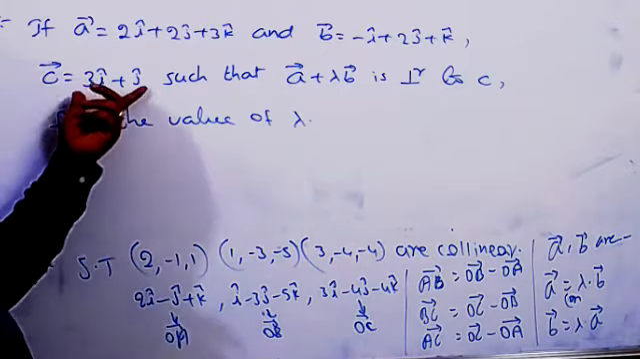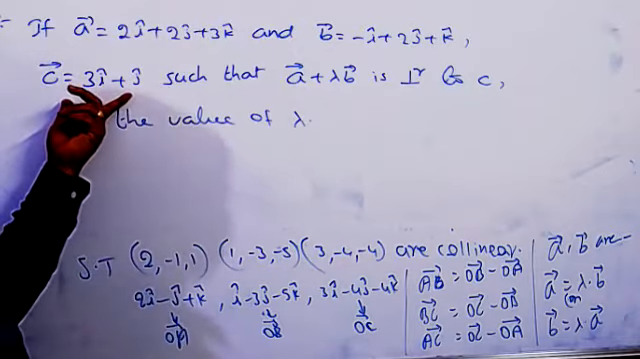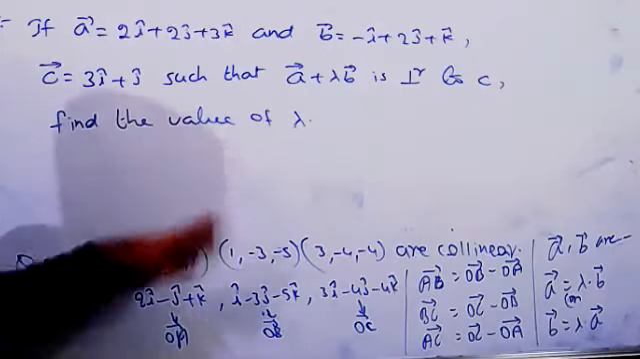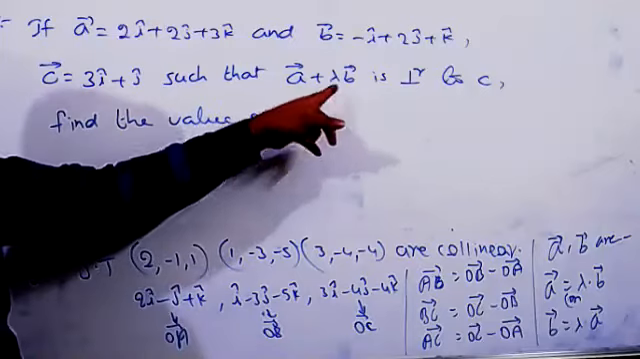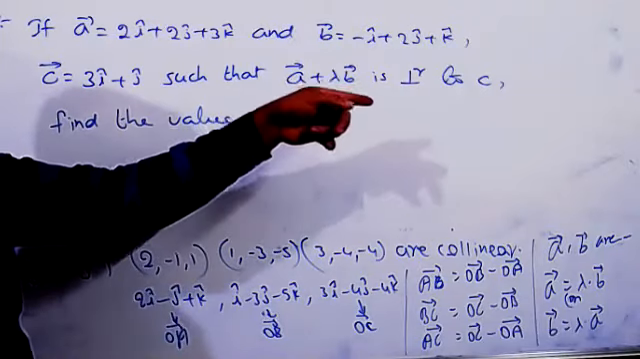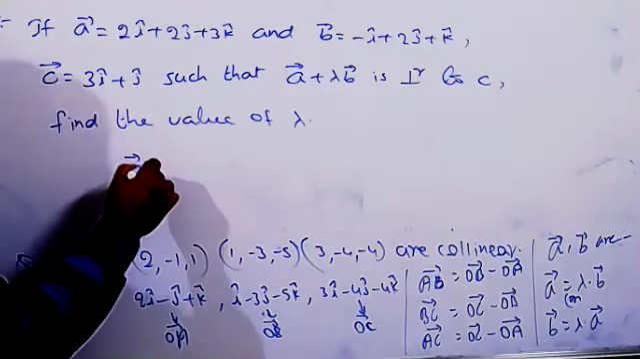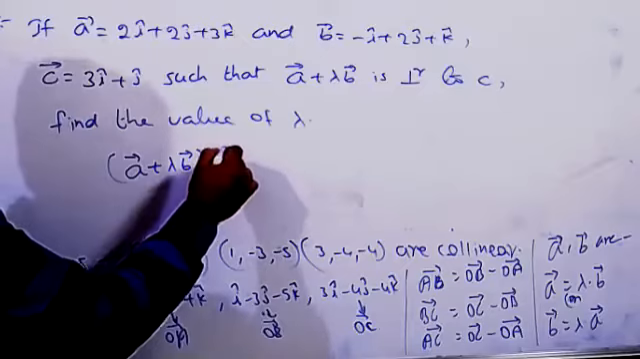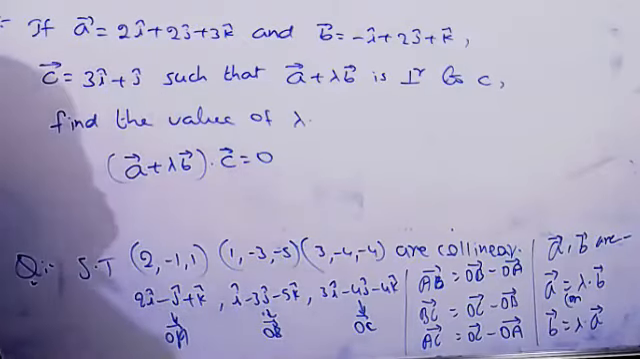This is also very easy. 3 vectors we already have in our hand. So first you can find A plus lambda into B, take directly. Later, if this is perpendicular to C, it means their dot product equals 0. That means (A plus lambda into B) dot C is equal to 0. That's all.